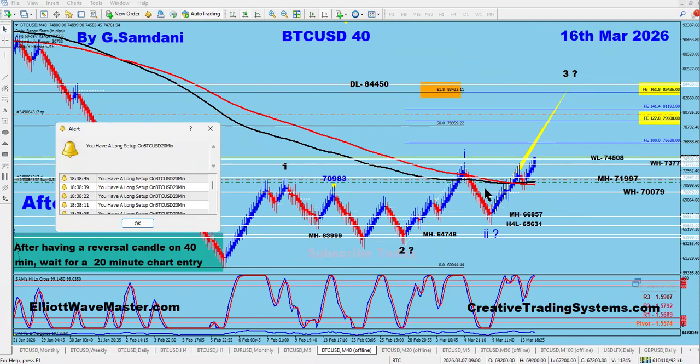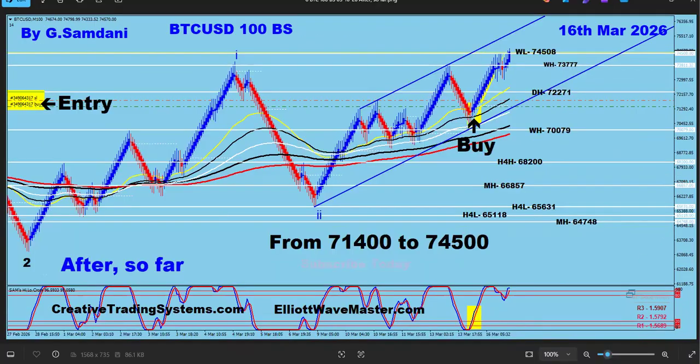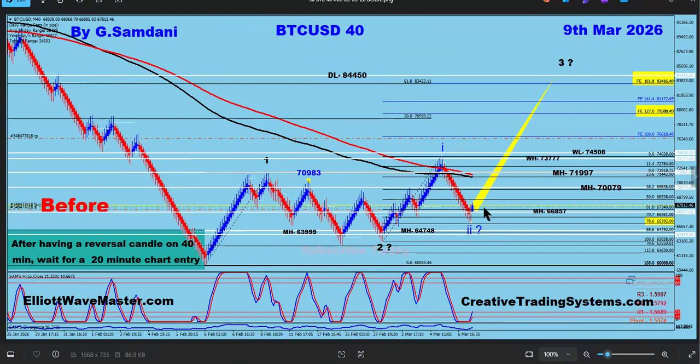Now, my setup chart was actually on the 40-minute chart. Let me see if I can show you here. This is the one that I got, the trade. Okay, this was the chart.